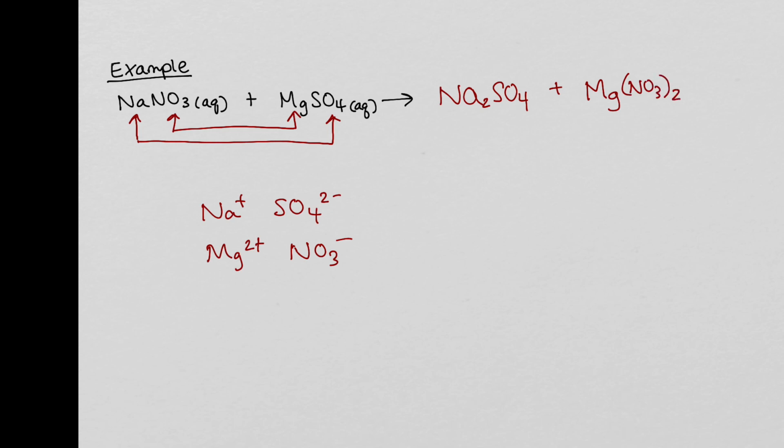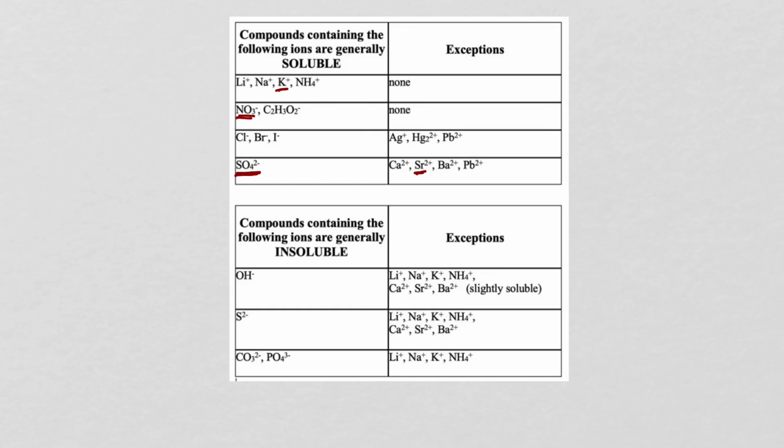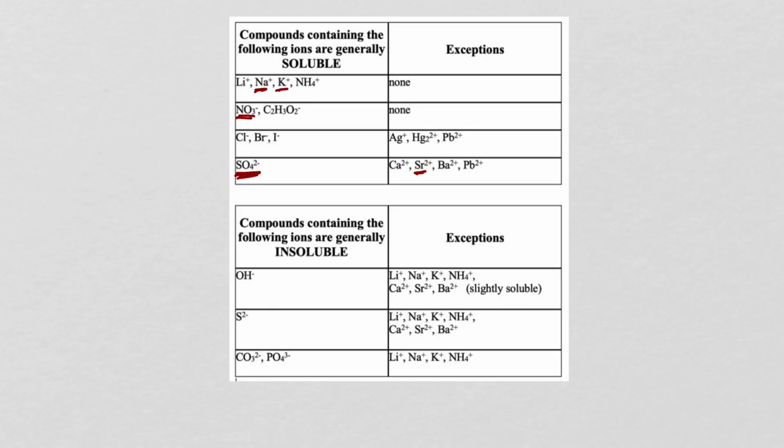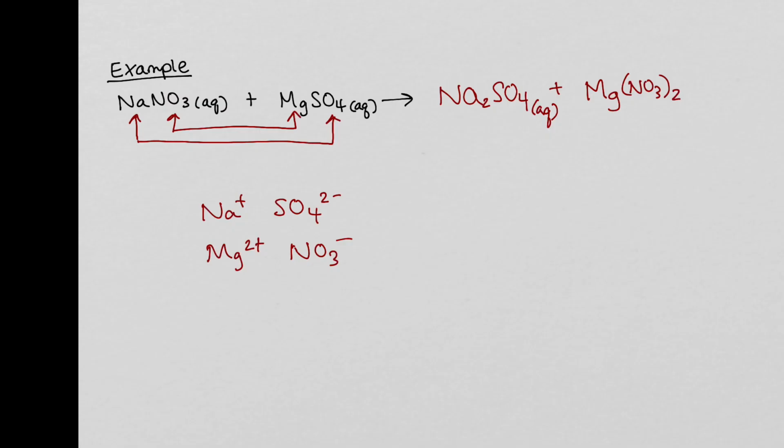All right, so now I need to see, do either of these actually form a solid and precipitate out of solution? So I'll consult my solubility table. Sodium and sulfate had rules that say they're always soluble with no exceptions. So I know that this is not going to form a product, it's going to stay dissolved in solution. Magnesium and nitrate, if I look at nitrate, I had a rule that said that is always soluble with no exceptions. So this is also going to stay dissolved in solution, and it will not form a solid product.